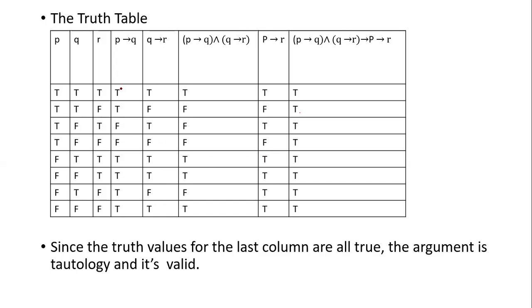Now, if you go to P implies Q, we have it as the fourth column here. So you have true, true, false, false, true, true, true, true. Now we have Q implies R also: true, false, true, false, true, true, false, true. While when you go to P implies R, you have true, false, true, false, true, true, true, true.